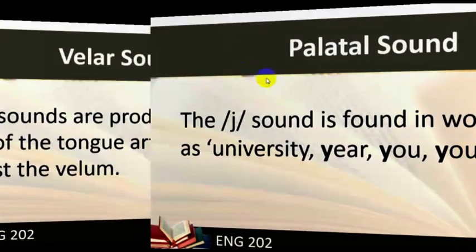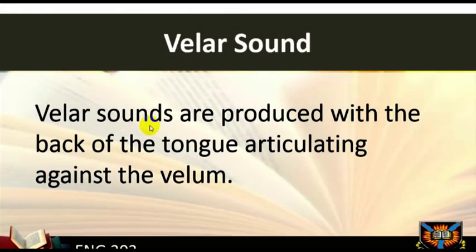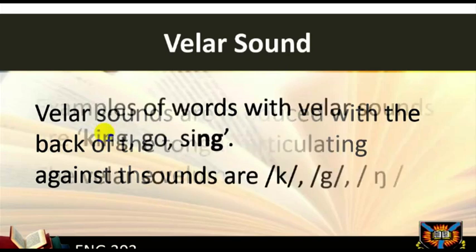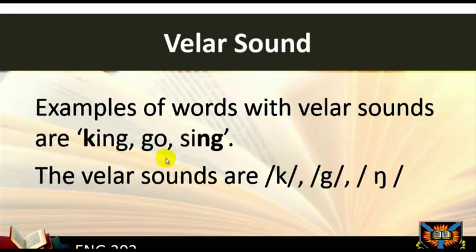Velar sounds. The velum or soft palate is located after the hard palate. Velar sounds are produced with the back of the tongue articulating against the velum. Examples of words with velar sounds are king, go, sing. The velar sounds are K, G, and the ng sound.